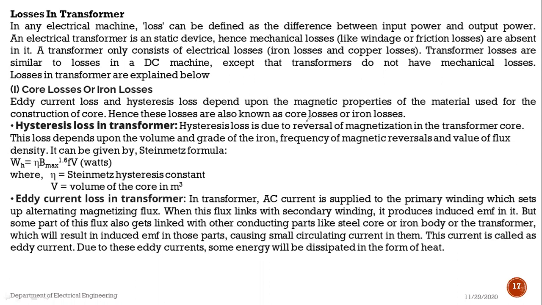So the hysteresis loss we define as WH, and WH is equal to eta, the Steinmetz hysteresis constant, into Bmax raised to power 1.6, where Bmax is the value of flux density, into F, the frequency of magnetic reversal, into V, the volume of the iron core, in meter cube.